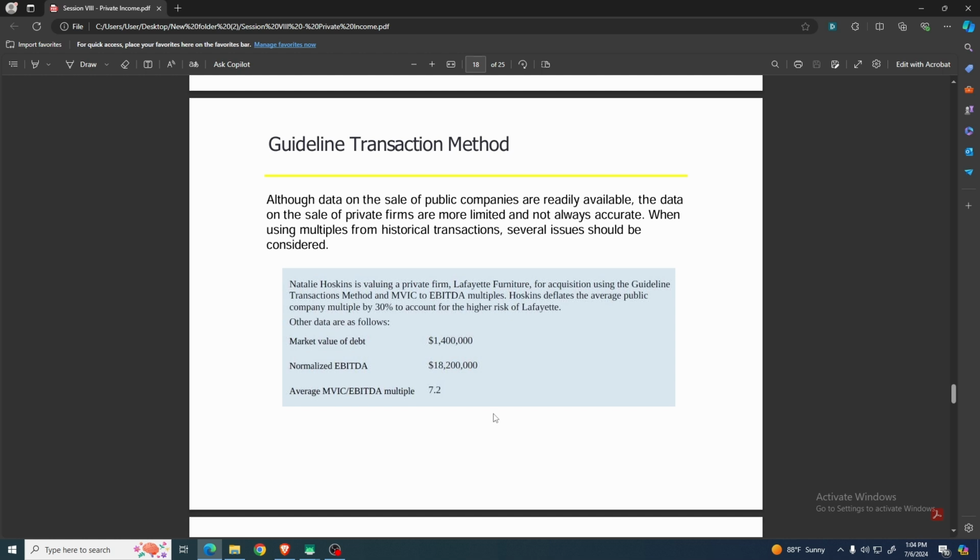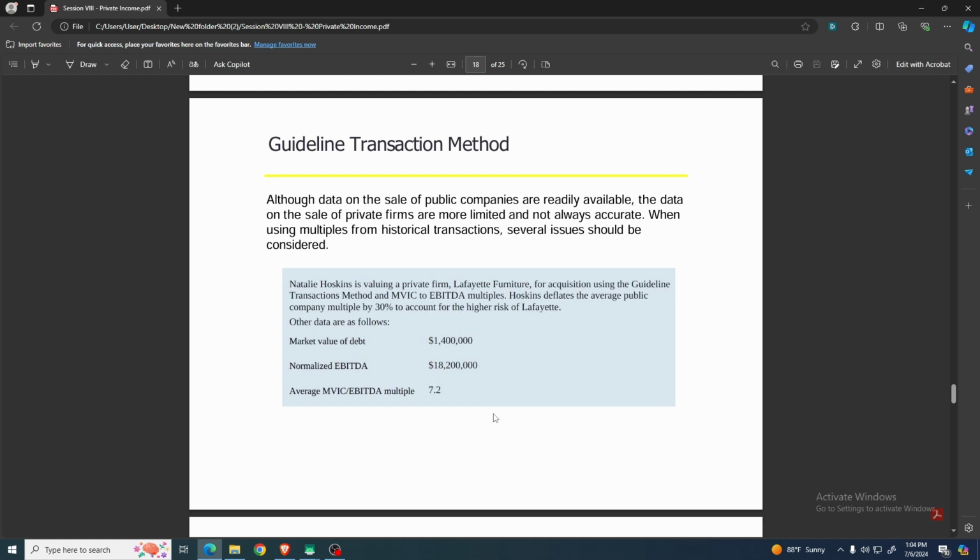It says that Natalie Hoskins is valuing a private firm, Lafayette Furniture, for acquisition using the guideline transaction method and MVIC to EBITDA multiples. Hoskins deflates the average public company multiple by 30% to account for the higher risk of Lafayette. Other data: market value of the debt is 1.4 million, normalized EBITDA is 18.2 million, and the average MVIC to EBITDA multiple is 7.2. So the first step is to identify comparable transactions.